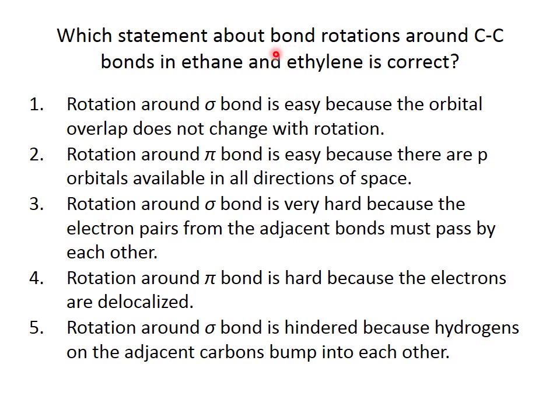Okay, go ahead and read through these different statements about bond rotations and see which one of these is correct. It might take you a little time. Pause the lecture and read through them carefully. Let's take each one of these and try to find out which one is correct. Okay, rotation around a sigma bond is easy because orbital overlap does not change with rotation. This is correct.